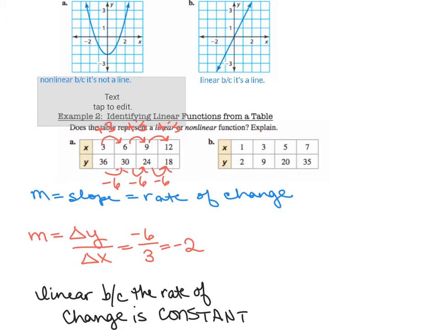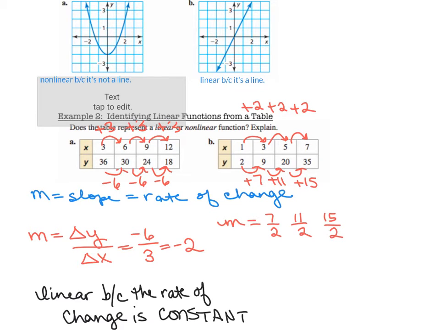Let's look at table B. When we're looking at the change in x, I see that x numbers are going up by 2 every time. And the y numbers, the first change is adding 7. The second change is adding 11. The third change, it adds 15. So your slope, or your rate of change, is not constant. First time it's 7 over 2. Then it's 11 halves. Then it's 15 halves.